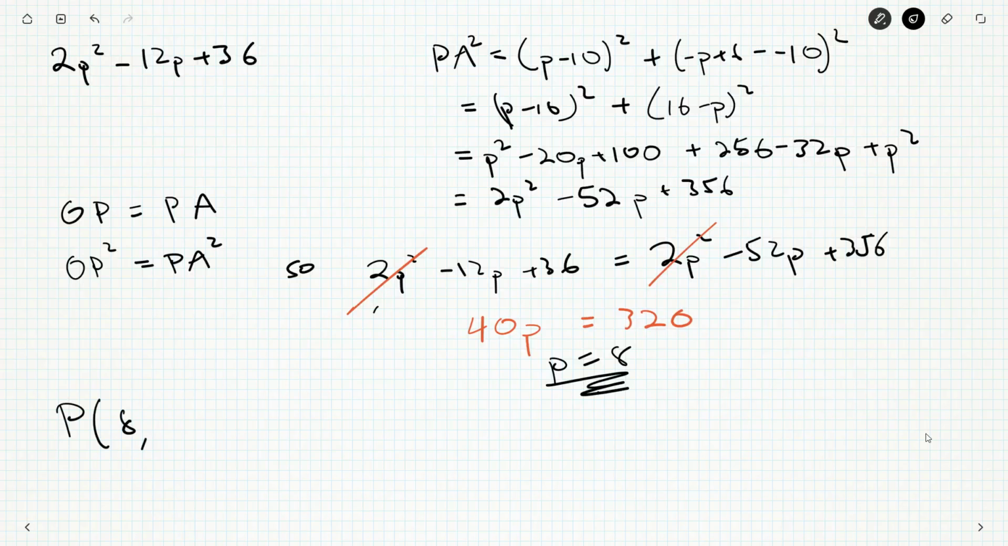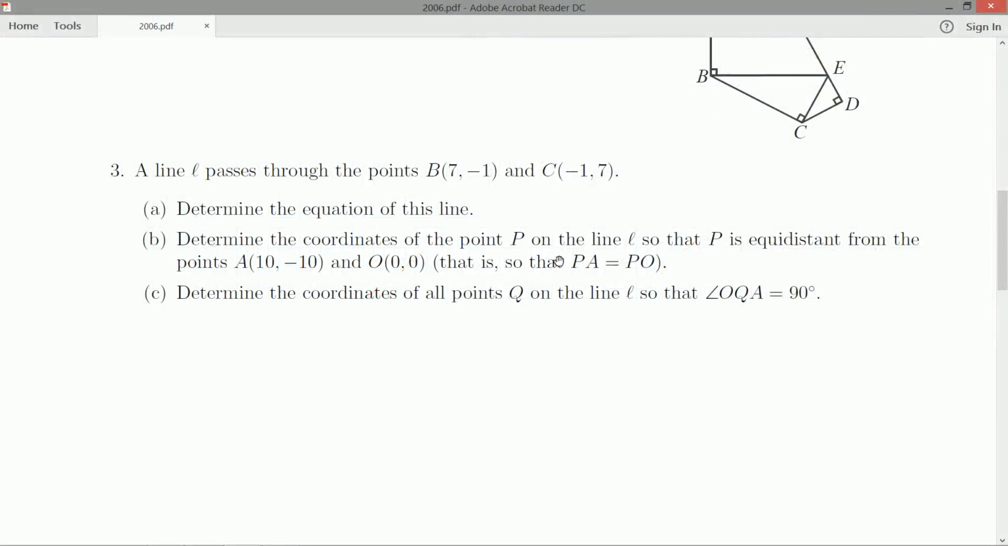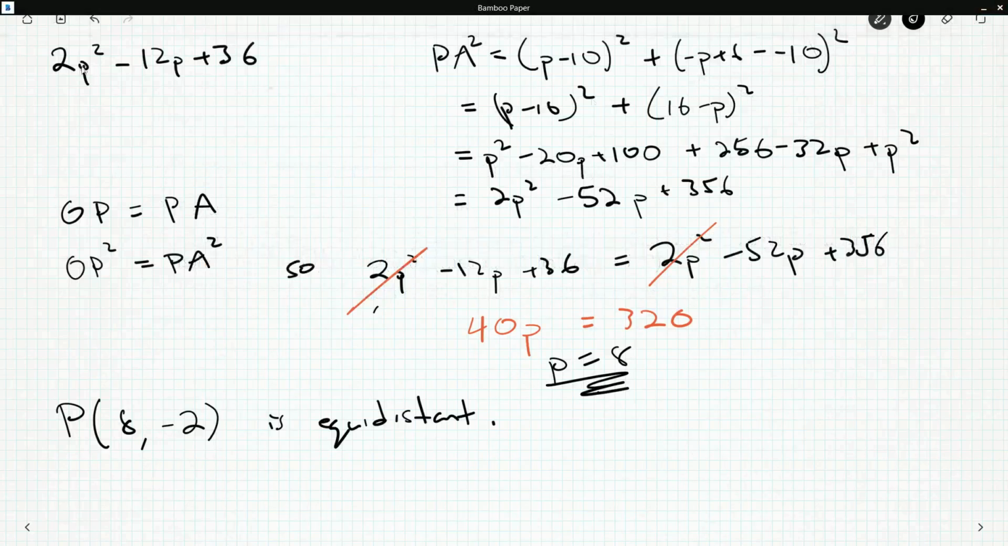So P at 8 and then negative 8 plus 6, so that would be negative 2, is equidistant. And it's the only one. I can't remember if they said there was only one. Determine the coordinates of the point P. Okay, so it wasn't so surprising to them, but when I saw a quadratic, I thought, yeah, maybe there's more than one P, but it turns out it wasn't a problem. So 8, negative 2, and we're done B part.